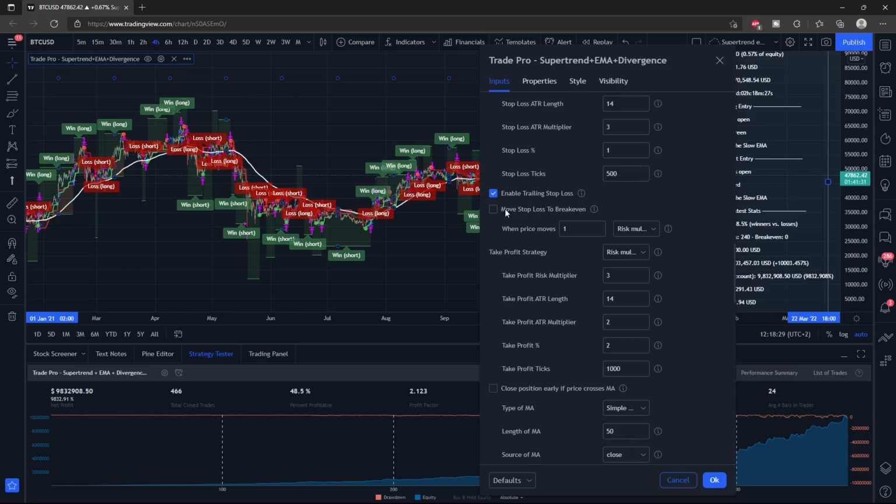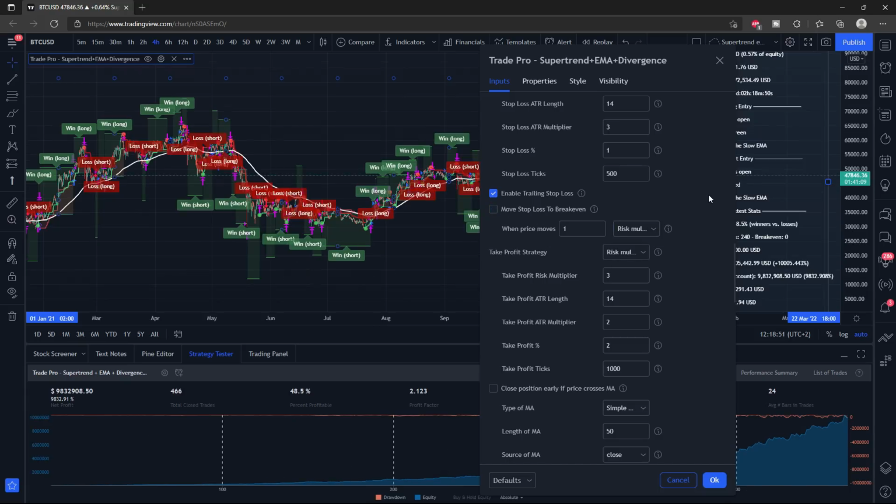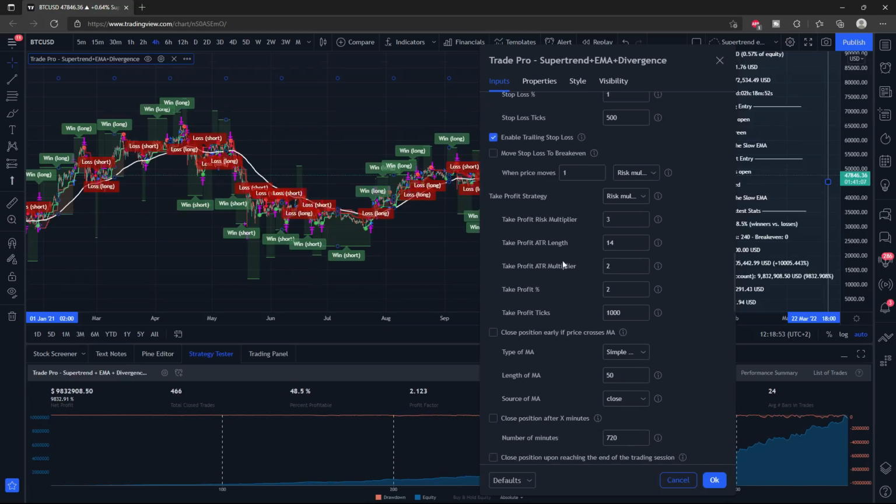You can have it move the stop loss to break even at a certain point. So whether it's based on percent, ticks, or a risk multiplier, look what happens. We get a very low percent profitability when we move the stop loss to break even if the price has moved 1 times the risk. So we don't want that, but of course you can play around with that in many different ways to see what type of results you can get when you move the stop loss to break even at a certain point.